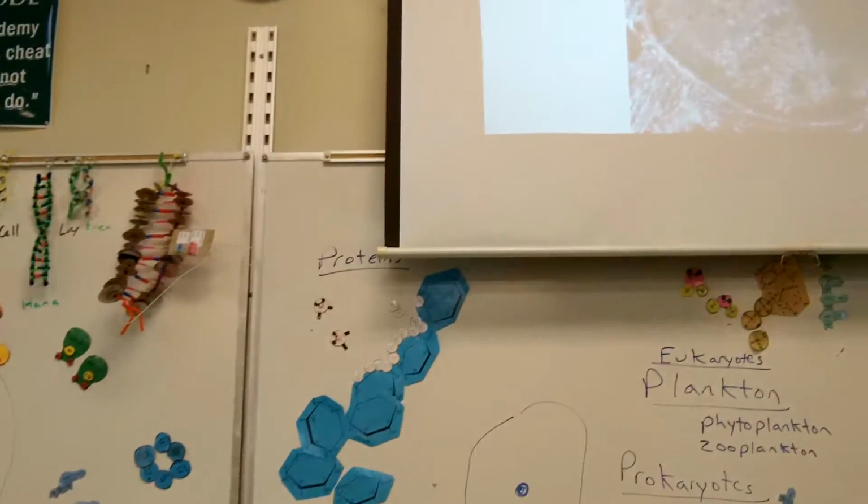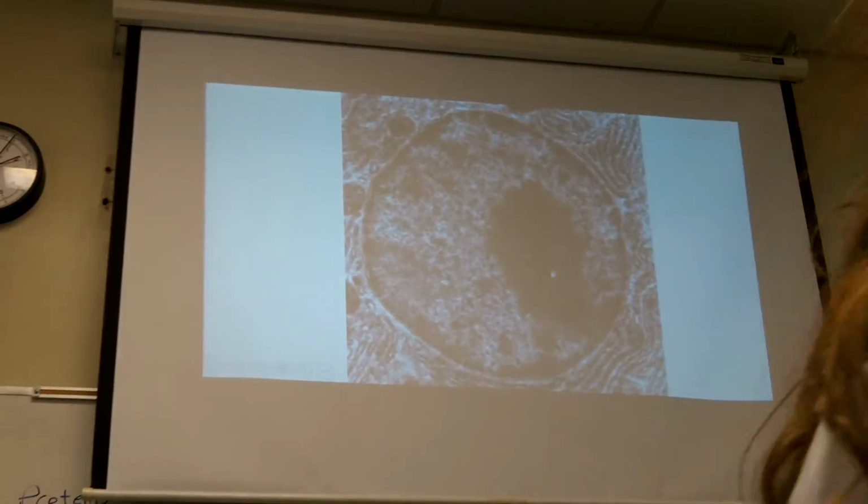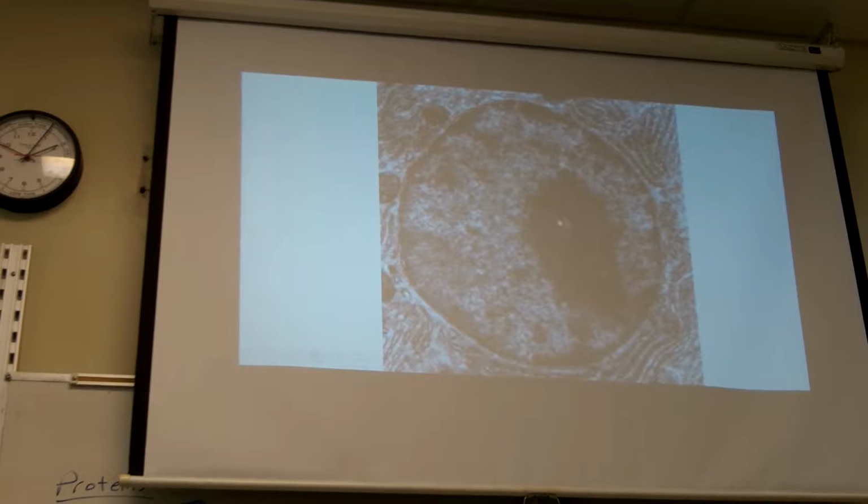That's called the nucleolus. Can you say nucleolus? That's where the RNA is found inside the nucleus.